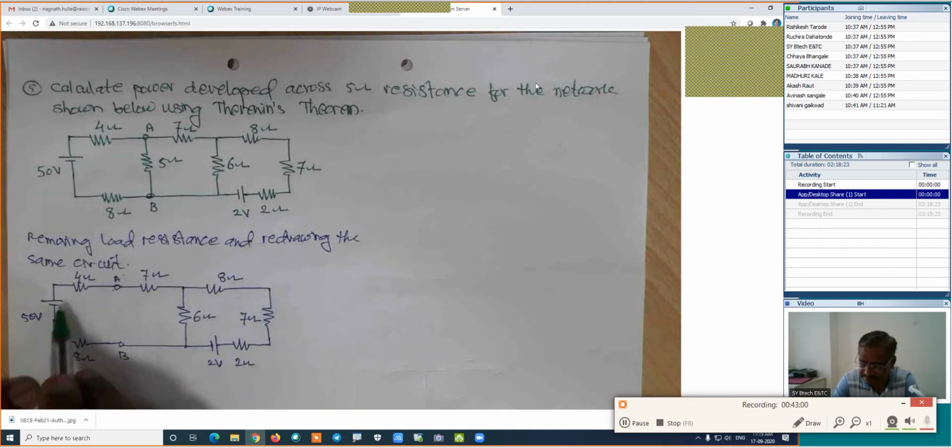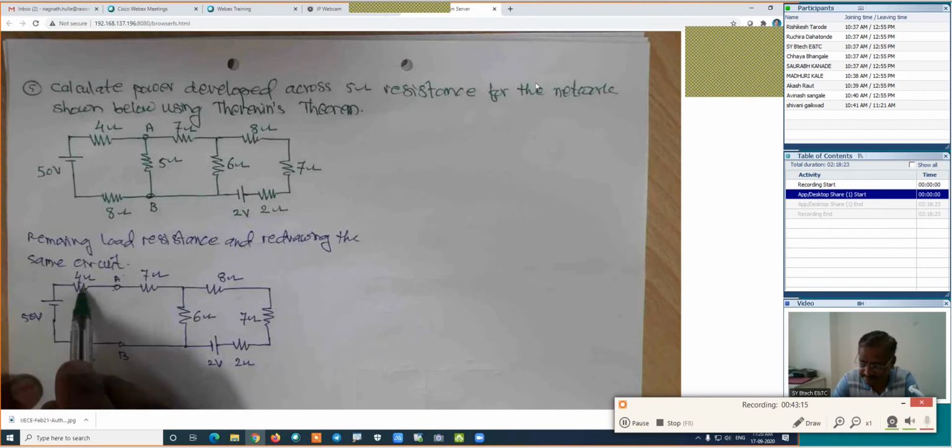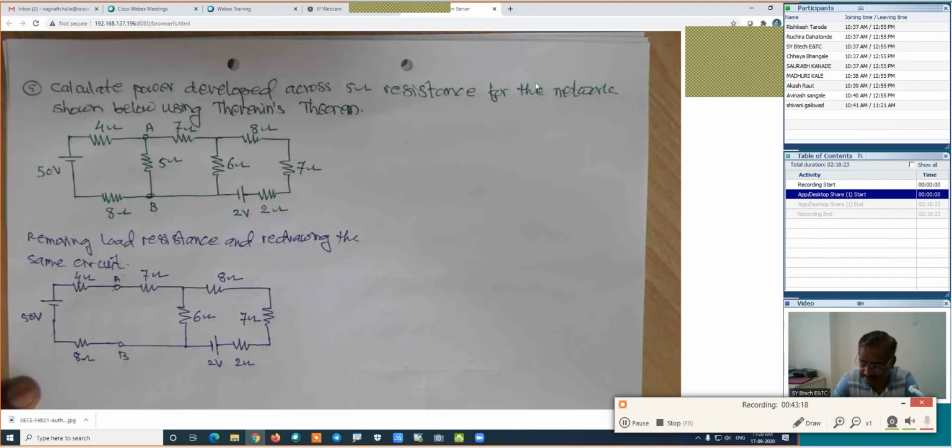Maybe this path, maybe this path, or maybe this path. The voltage will be the same. Is it right? But what I will do, I will use this path. In this case, my aim is the calculation of the current in these branches, 4 ohm and 8 ohm. Now, which method will be suitable for this figure?